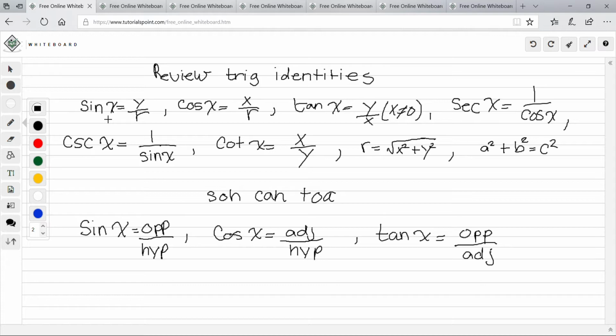And then we know the radius is the square root of x squared plus y squared. The Pythagorean theorem is a squared plus b squared equals c squared. Another way to remember sine and cosine is SOHCAHTOA, where sine of alpha is opposite over hypotenuse, cosine of alpha is adjacent over hypotenuse, and tangent is opposite over adjacent. These will all come in handy when we do the right triangle problems. So let's start.